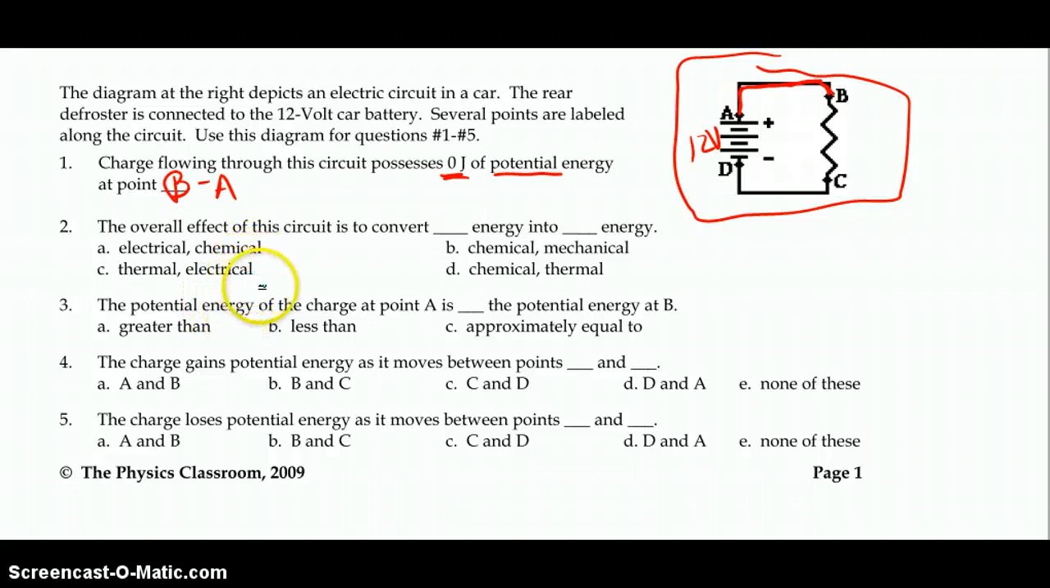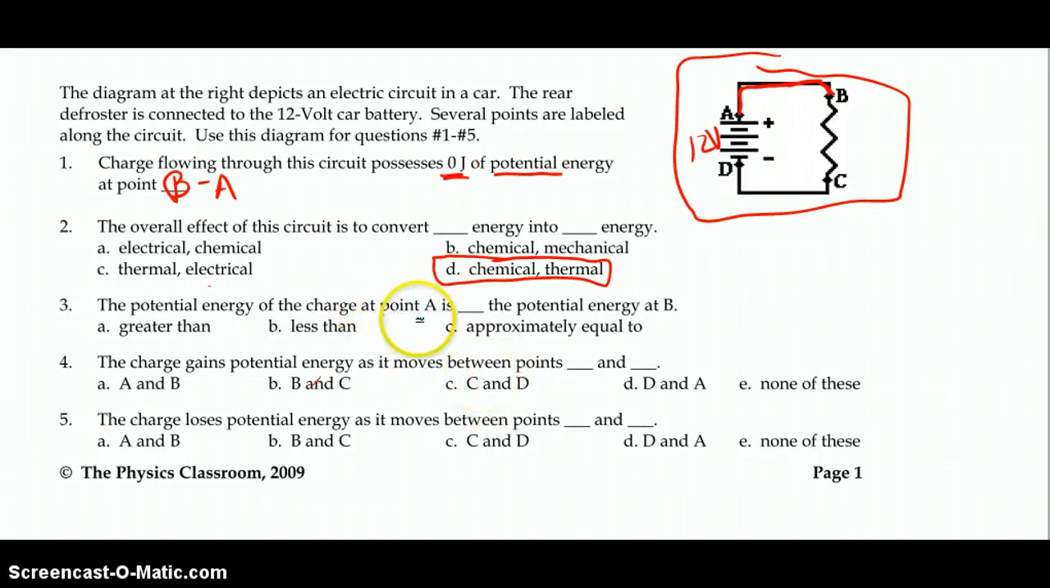Now, this particular circuit is using the energy of the battery. Batteries contain chemical energy, and we're turning that into something to defrost or get rid of the frozen liquid, so we're going to be heating it up. So what we're changing here is chemical into thermal in the long run. The in-between step is to put that energy on the electrons and make it electrical energy, and then send it to the defroster so it can do its job.